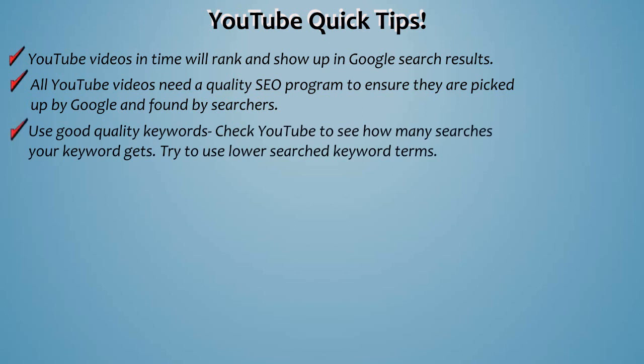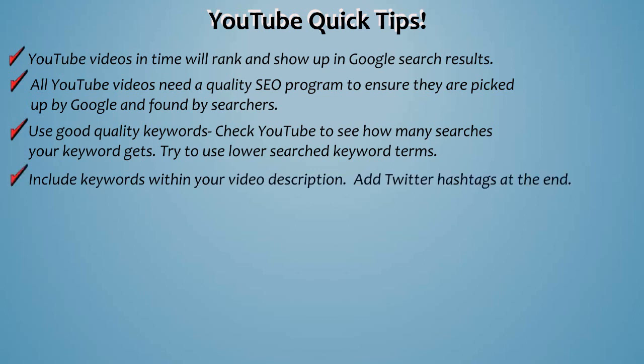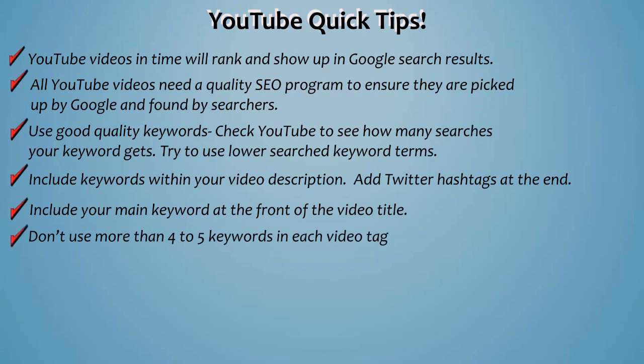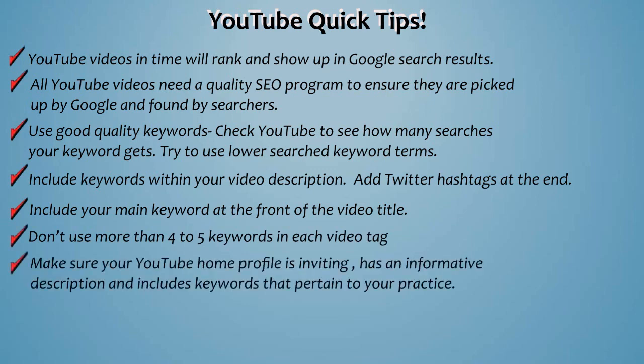Find good quality keywords. Make sure you check YouTube to see how many searches it gets, and try to find lower search keyword terms. Include keywords within your video description, and at the end, add in some hashtags. Include your main keyword at the front of the video title, and try not to use more than 4 to 5 keywords in your tags. Make sure your YouTube home profile is inviting and has an informative description. Add keywords that pertain to your practice.